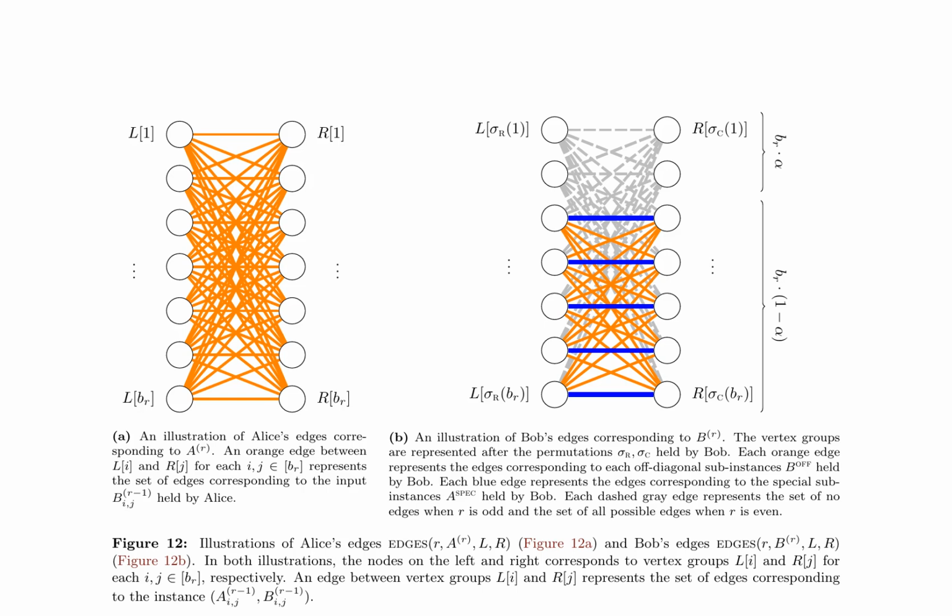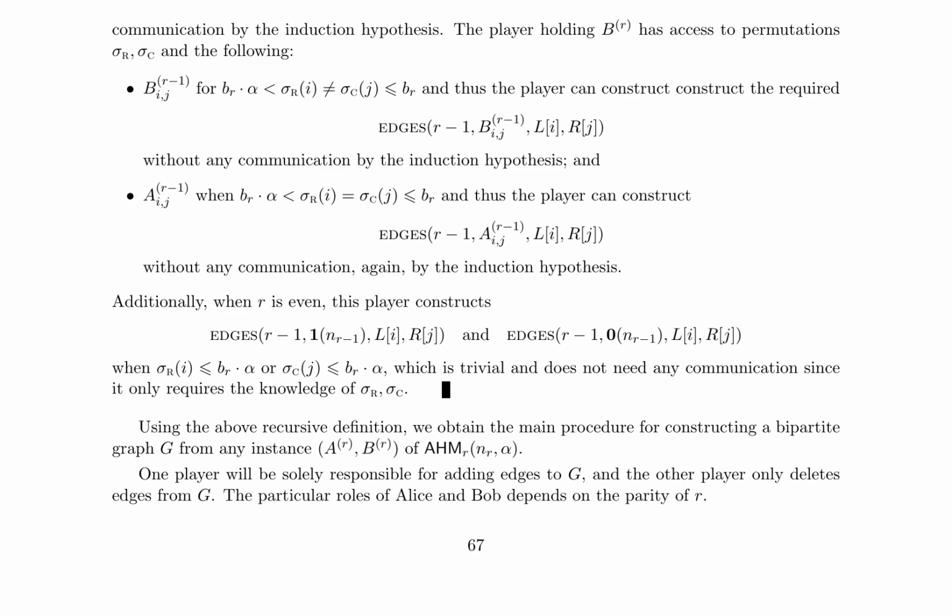The construction of a bipartite graph G from an instance A_R, B_R of the asymmetric hypercube matching AHM problem is presented. The graph G is constructed recursively, with one player inserting edges and the other player deleting edges, depending on the parity of R. The recursive definition is presented, where the player holding B_R has access to permutations sigma_R and sigma_C, allowing them to construct the required edges without communication.